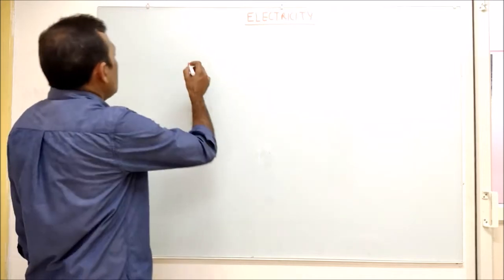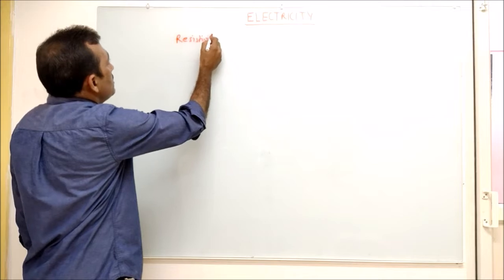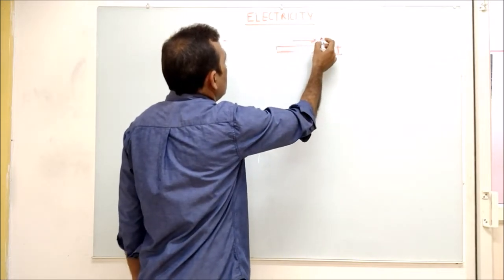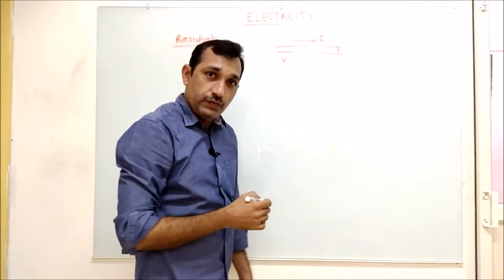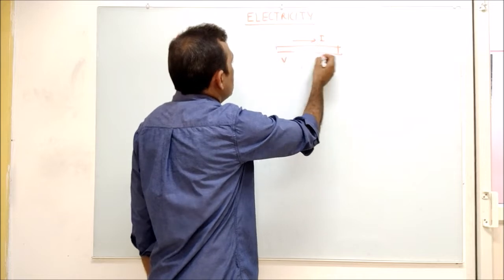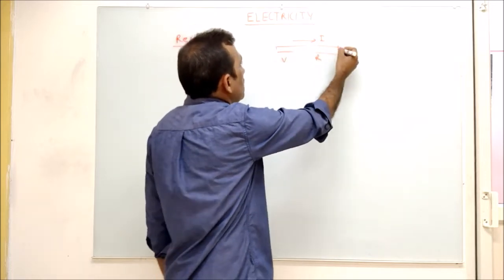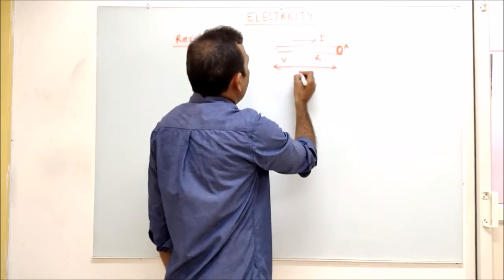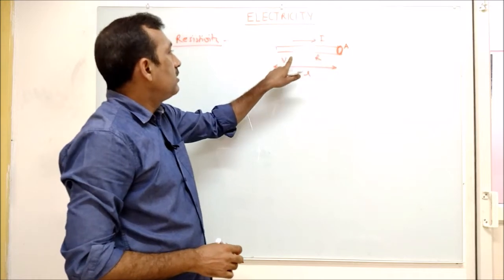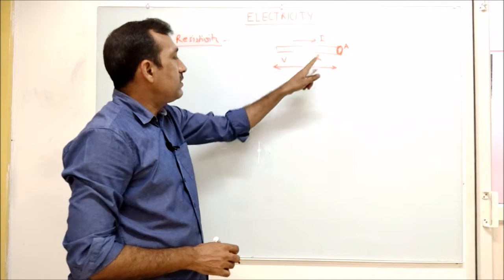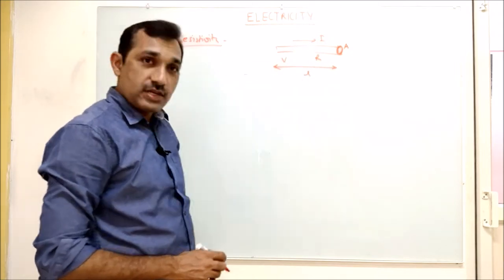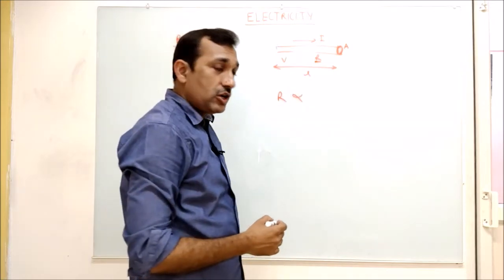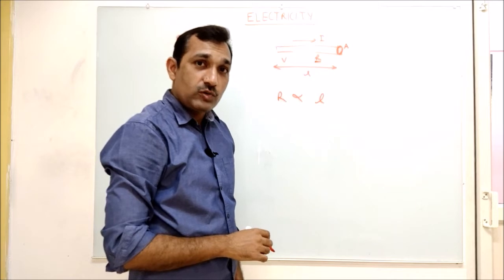Now next topic is resistivity. If I have a conductor and the current flowing in this is I, voltage is V, and resistance of this conductor is R, and cross section, say if I am seeing from this side, cross section area is A and length is L. Current flowing I, V is the voltage applied across this, R is the resistance given, and L is the length of this conductor. In that case, the resistance provided by this conductor is directly proportional to the length of the conductor.